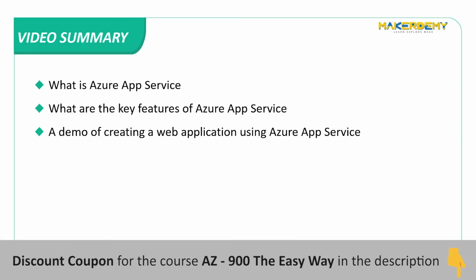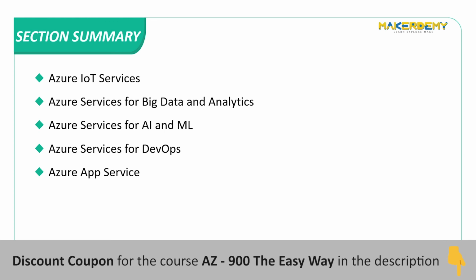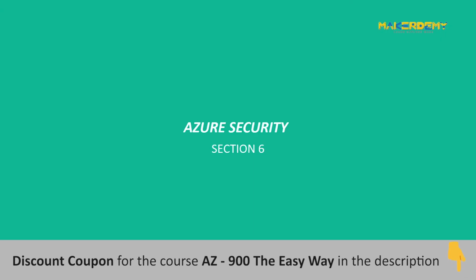In summary, in this video, we have covered the following topics. What is Azure App Service? What are the key features of Azure App Services? A demo of creating a web application using Azure App Service. Section summary. In this section, we have covered the following topics: Azure IoT Services, Azure Services for Big Data and Analytics, Azure Services for AI and ML, Azure Services for DevOps, Azure App Service. In the next section, we will cover Azure Security.